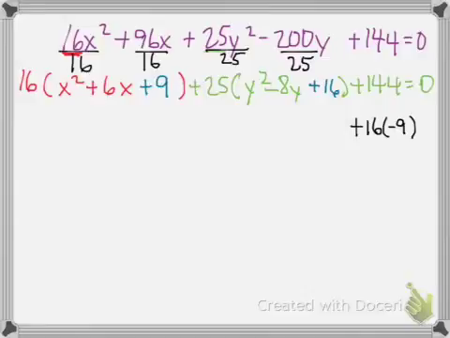And then you also see with the y squared minus 8y plus 16, you have a 25 in front of that parenthesis. And it would be 25 times positive 16, so I need to do 25 times negative 16. Okay, and so that's what I would actually add.